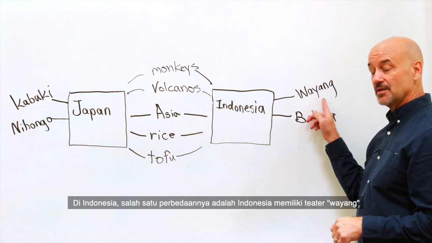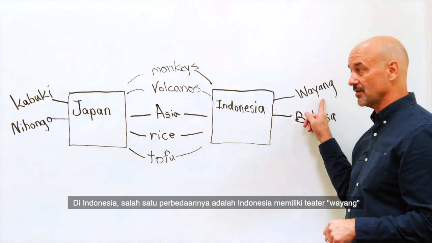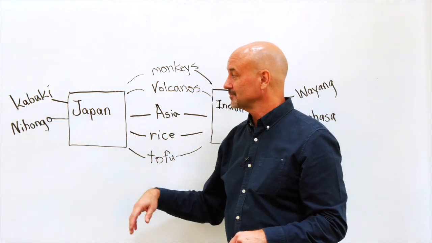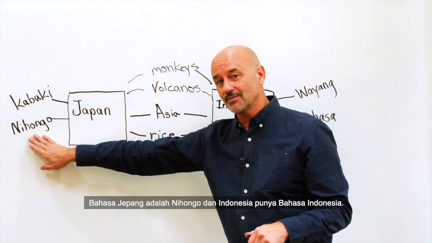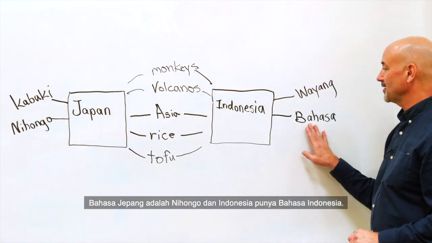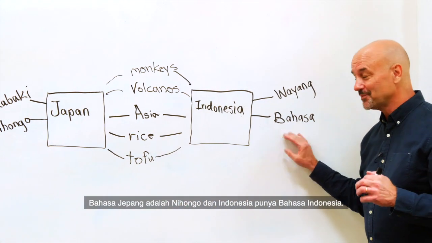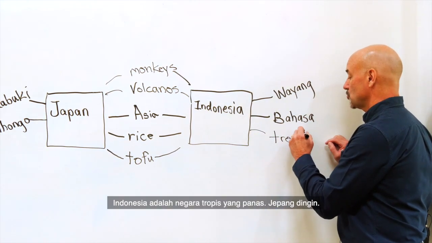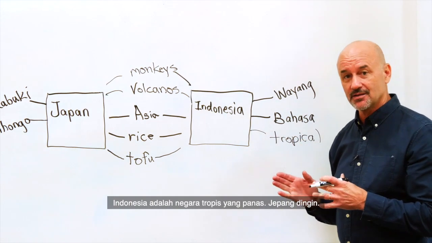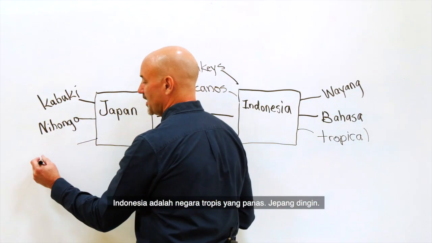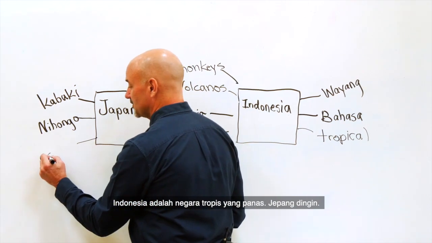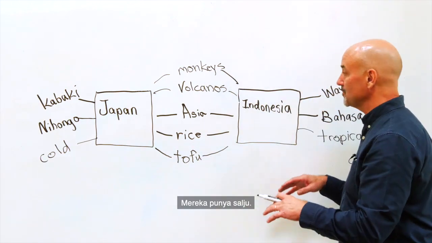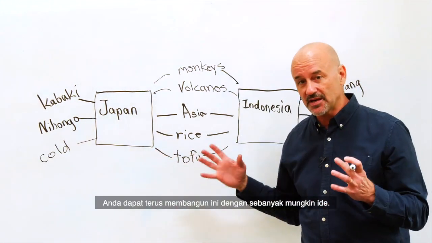One of the differences: Indonesia has wayang theater. Japan doesn't. Japan has kabuki. Japan's language is Nihongo. In Indonesia, it is Bahasa. Indonesia is a tropical country. It's hot. Japan is cold. They have snow. Okay? And you can keep building this with as many ideas as you can.